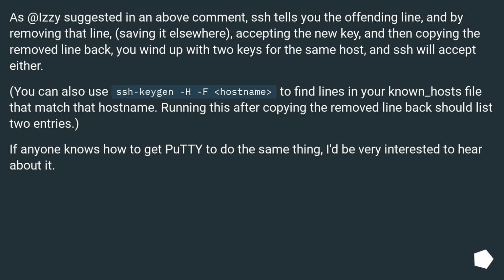As it is suggested in an above comment, SSH tells you the offending line, and by removing that line, saving it elsewhere, accepting the new key, and then copying the removed line back, you wind up with two keys for the same host, and SSH will accept either.